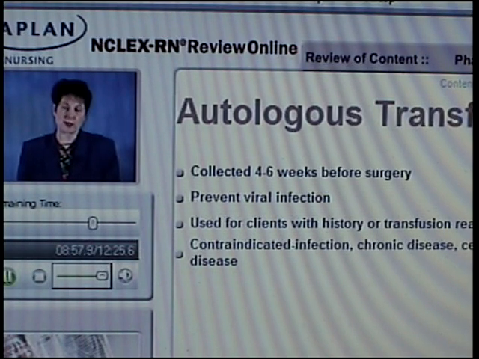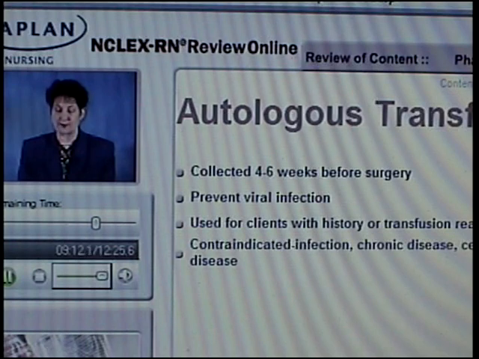But otherwise, the autologous transfusion is a great way to make sure that if you know you're going to have surgery and there's a good possibility that you're going to need blood or blood products after surgery, you can do that without experiencing some of the complications that go with other people's blood or donated blood.